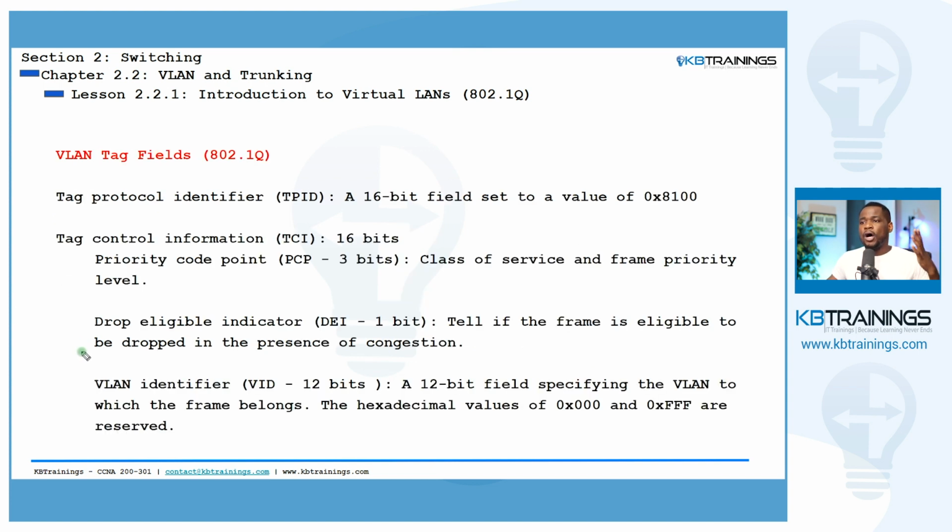And I told you that we are only going to focus on the 802.1Q tagging protocol. Cisco also has the ISL tagging protocol, but for the CCNA, we're not seeing ISL. We are only going to cover 802.1Q, which is an IEEE standard. So it's from IEEE. And this is the structure of the tag that is going to be added.